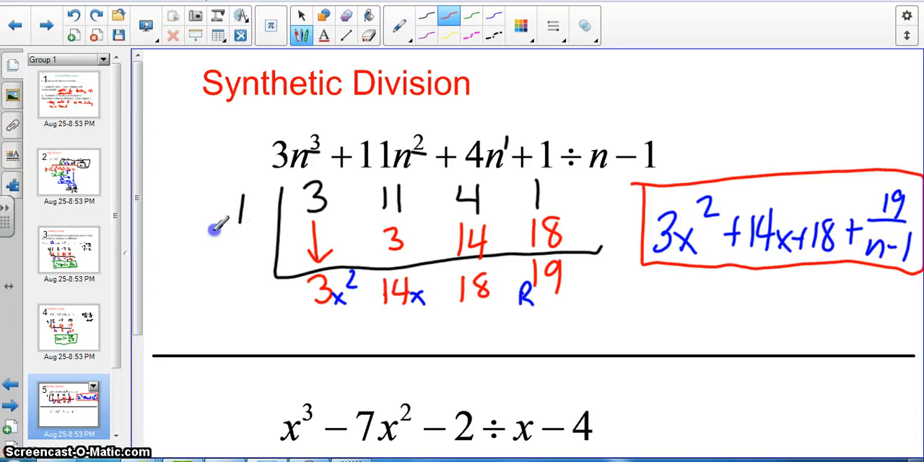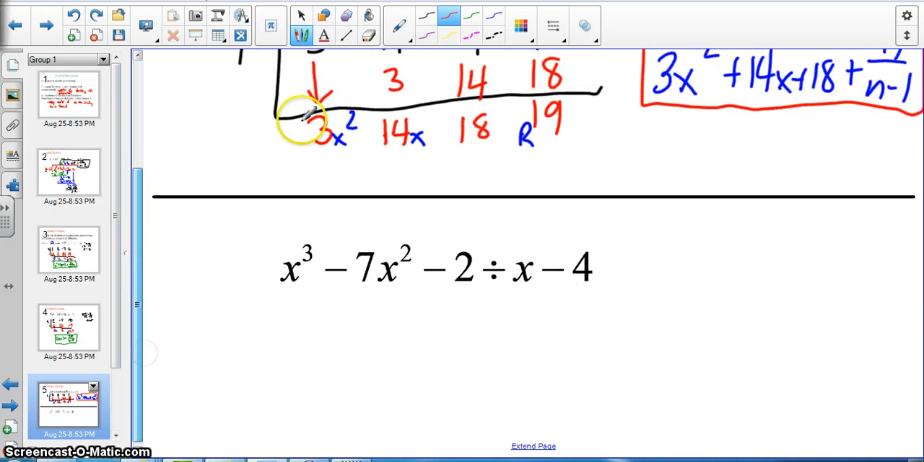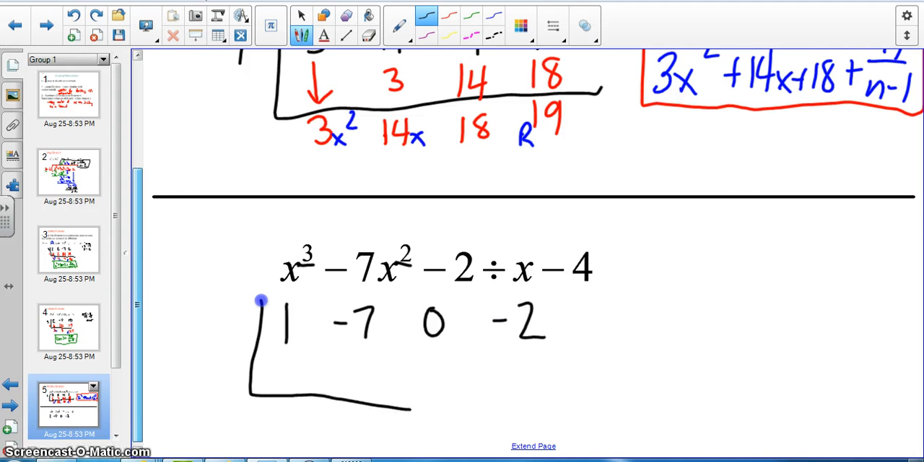Alright, let's look at this next one. First, do you have all your terms? 3, 2, 0. No, which one are you missing? You're missing your x to the first, your linear term. So just like with synthetic substitution, we have to put in a 0 for its place. We can't just skip it because that term is actually there. It's actually a 0. We're going to evaluate this when x equals 4, so we added 4 to both sides. So say you're missing multiple terms, then you have to put zeros in those places.